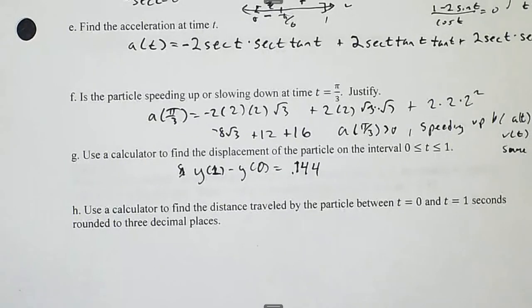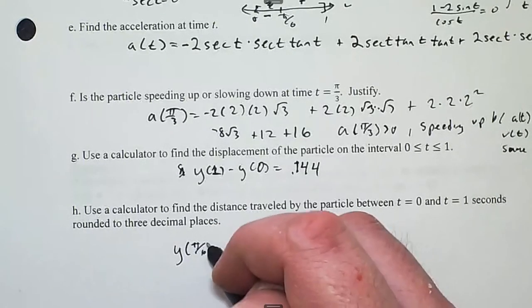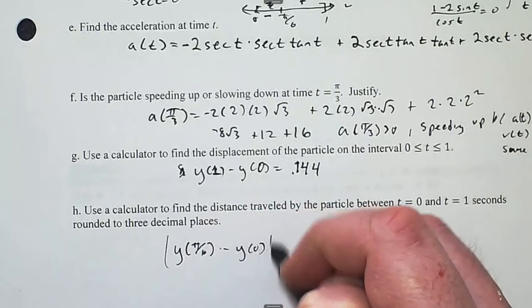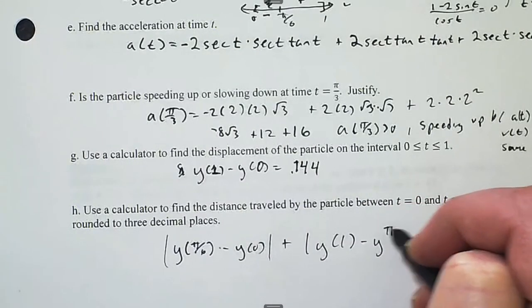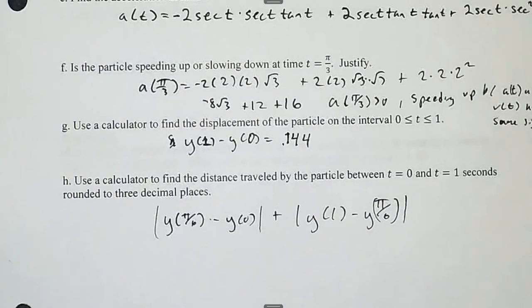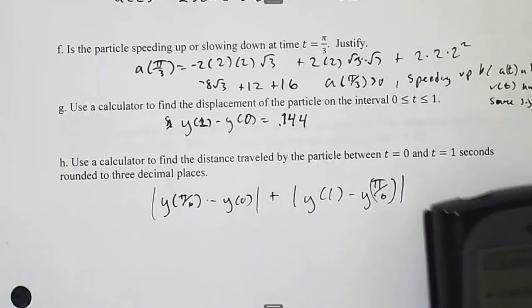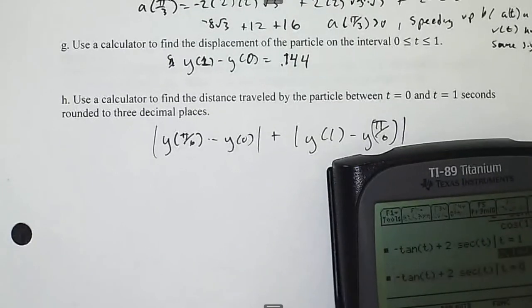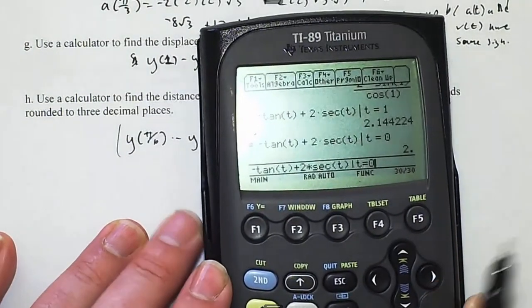Remember, use your calculator to find the distance traveled by the particle. Well, we know that this particle changes direction at time pi over 6. So we need to find the position from pi over 6 minus y of 0. So we'll find the distance from 0 to pi over 6. And we'll add to that the distance from 1 to pi over 6 in absolute value. The way you find total distance is you split the problem up everywhere it changes direction, find those displacements, and just make them positive. So again, we can just go arrow up to find your equation. And I'm going to do pi over 6 here.